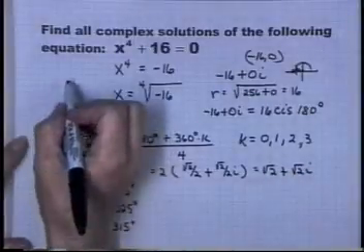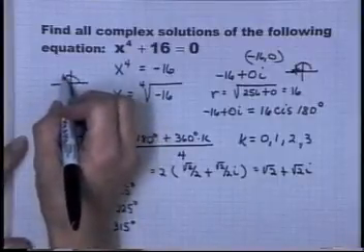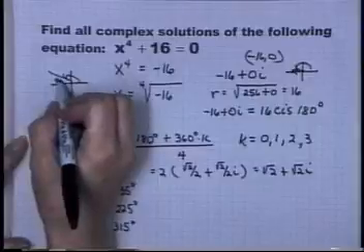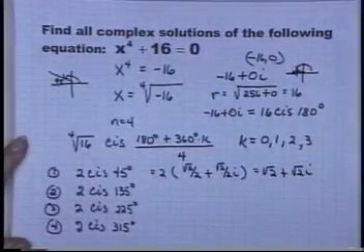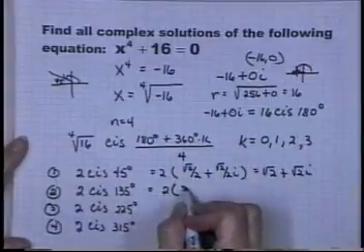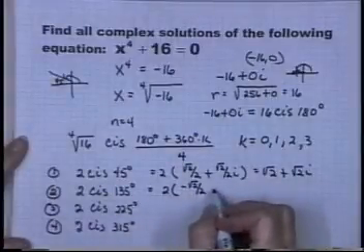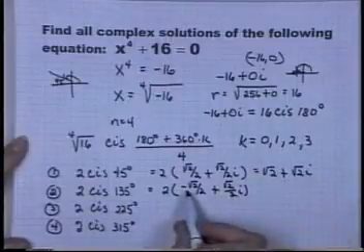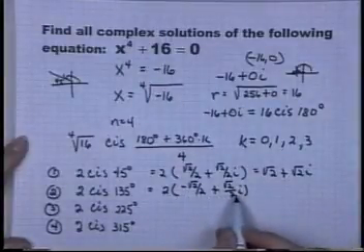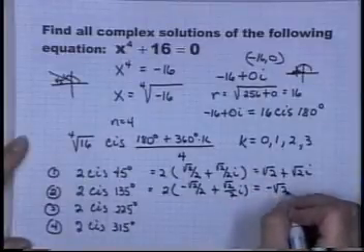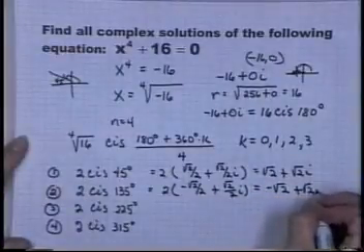Now, 135 degrees puts you over in the second quadrant. Notice the reference is still 45 degrees. So if we're in the second quadrant, what's true? The cosine is negative, but the sine is still positive. So on that one, I get negative square root 2 over 2 plus square root 2 over 2 i. When you distribute your 2, you have negative square root 2 plus square root 2 i.